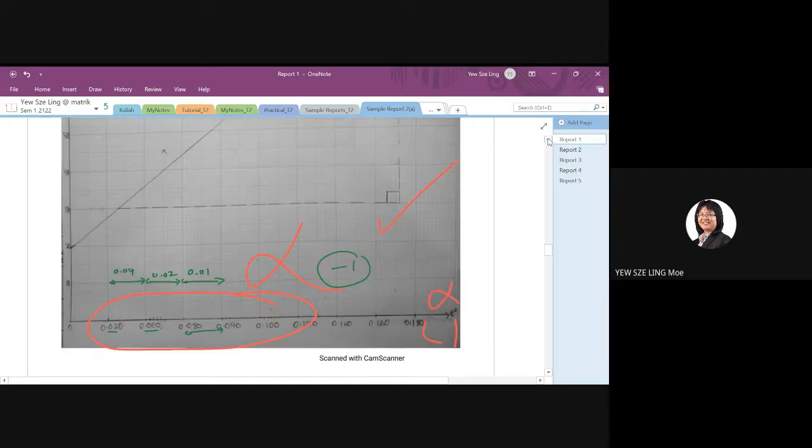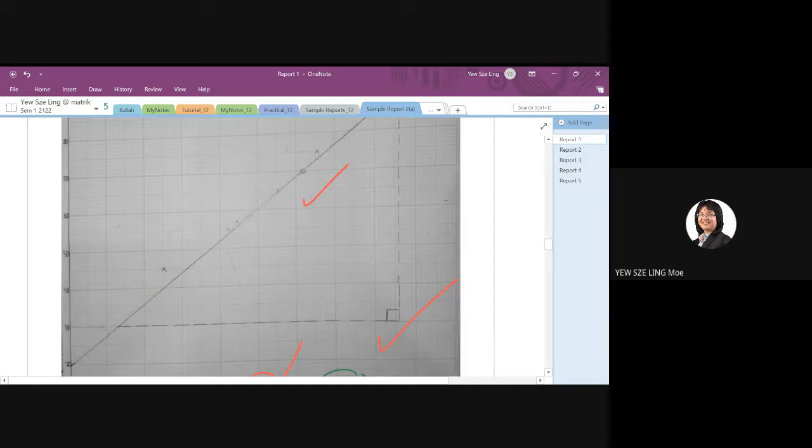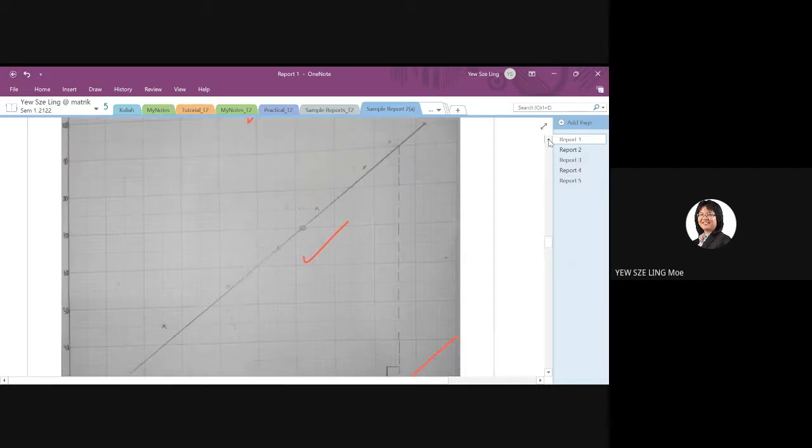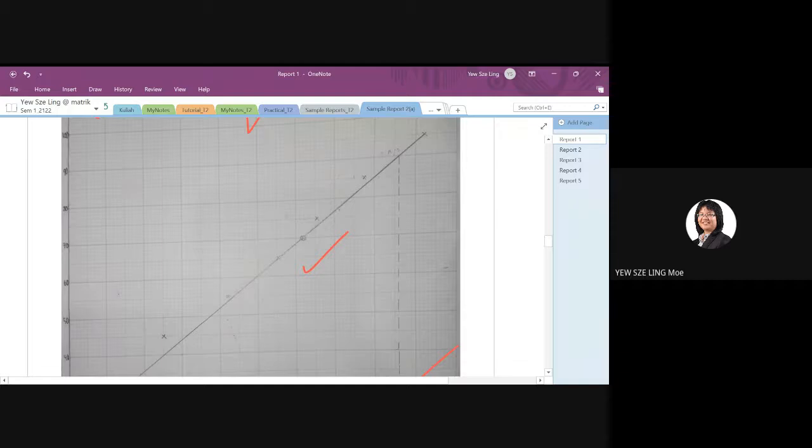And then for the rest, I will check the plot. For this experiment, I didn't check the plot itself. I just counted the number of plots. If the number of plots is correct, then I assume you got it right.